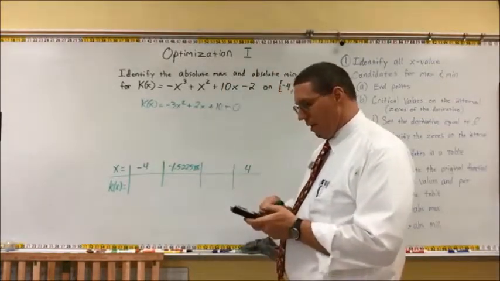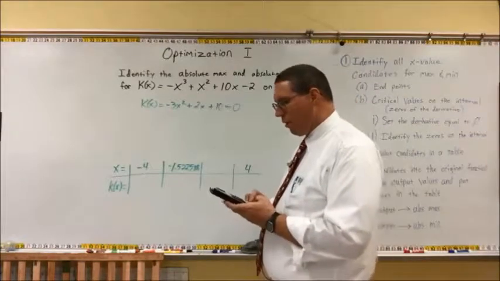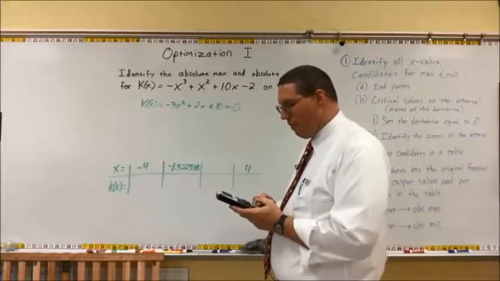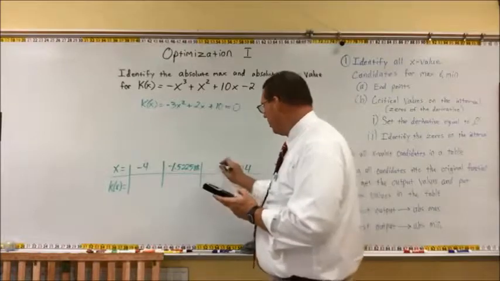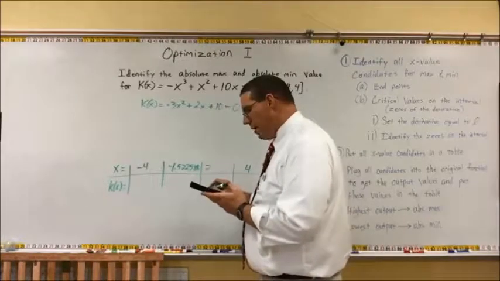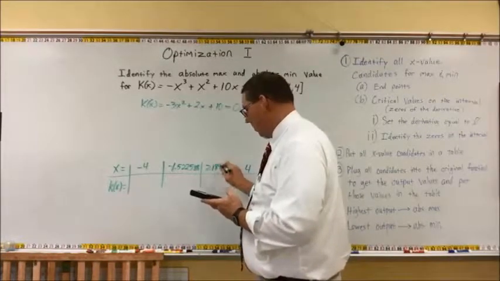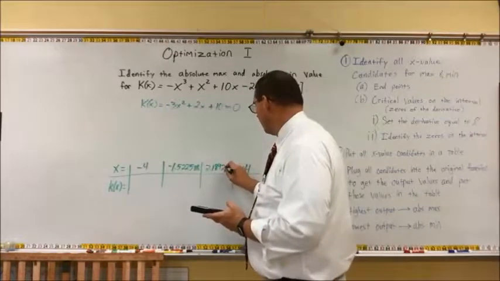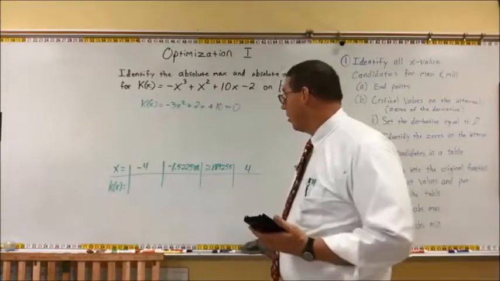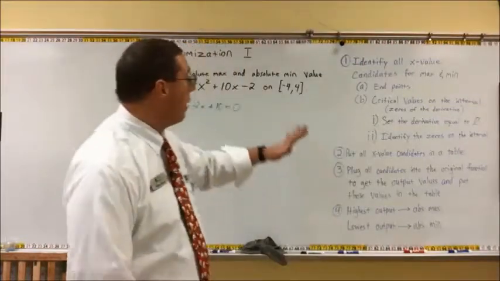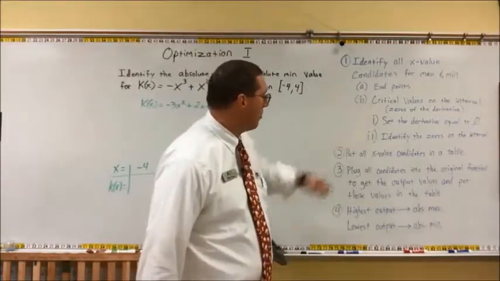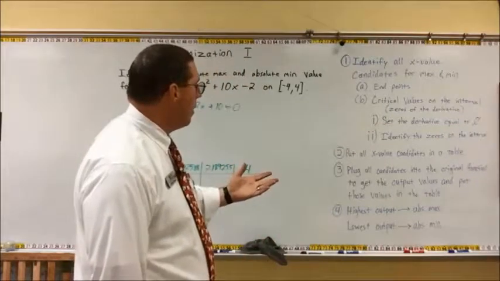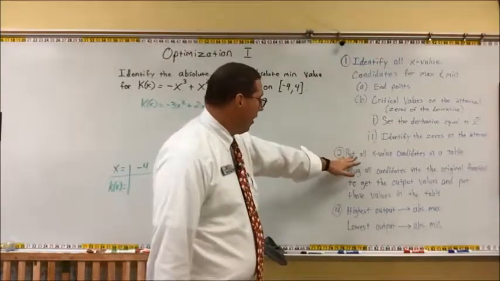Second one, we'll go second calc, option 2. Looks like it's between 0 and 3. Looks like I've got 2.189255, or 254. All right, there are my critical values. So I've identified all of my candidates, my endpoints, and my critical values, and I put them in a table.